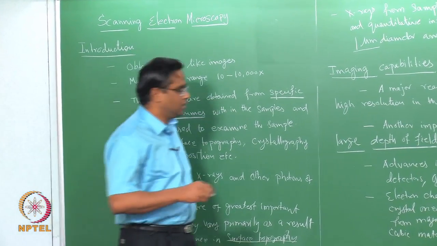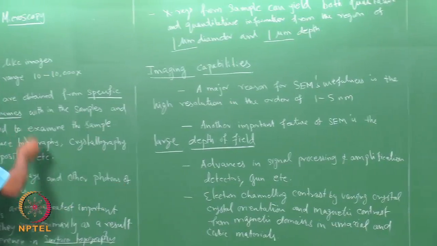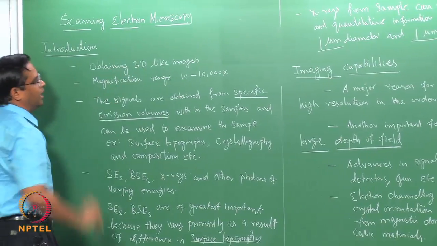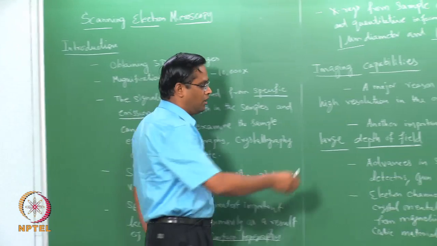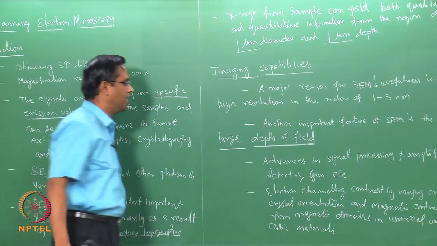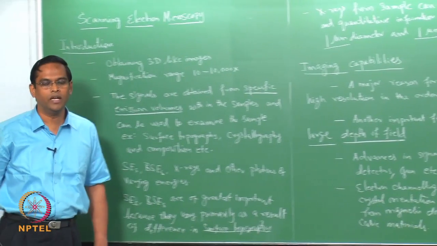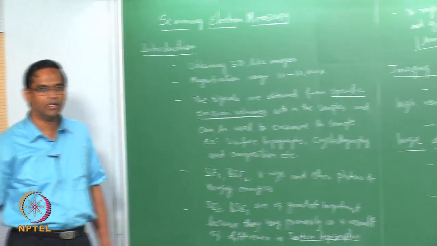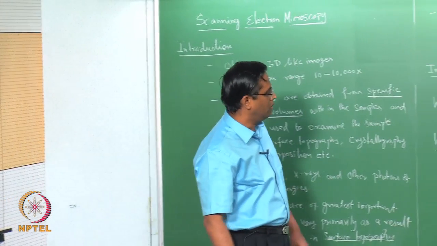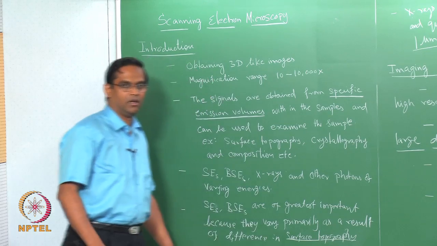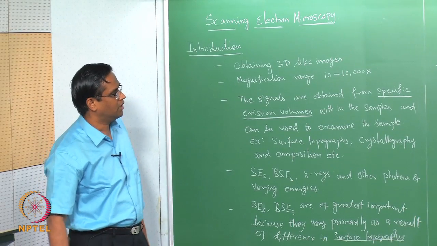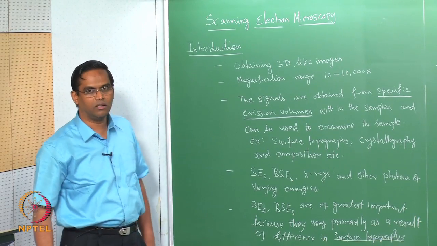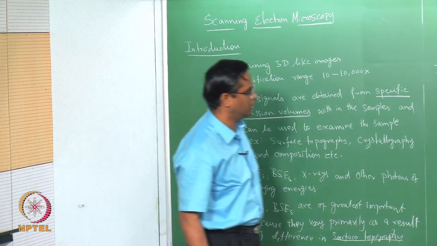In fact, what we have just stated in the beginning, 3D light images, is partly because of this effect. You have a very large depth of field in an SEM. We will also see, using a ray diagram, how it enables this effect when we discuss the other functions of SEMs in the coming classes.